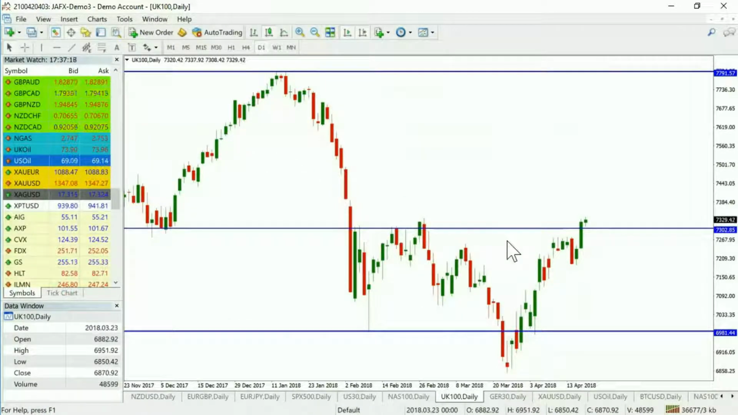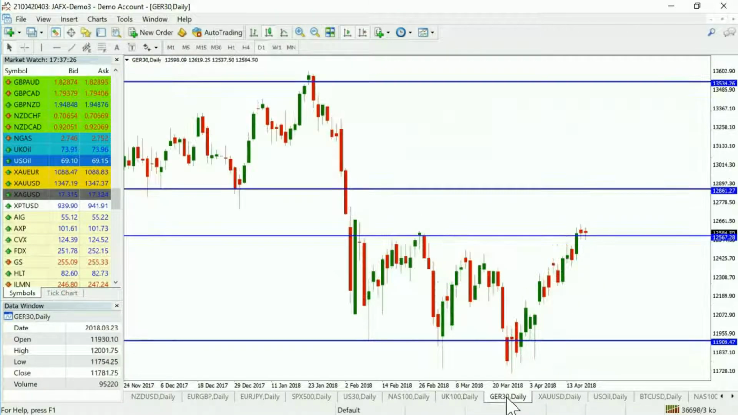Okay, so this is the FTSE. We are threatening to break higher, but as you can see, today's price action is fairly limited. So we're not really getting the follow through we would expect on that. Same situation for the DAX in Germany. So we are still above the 12,567 level, but it's not filling us with any great joy in terms of the price action over the last day or two.